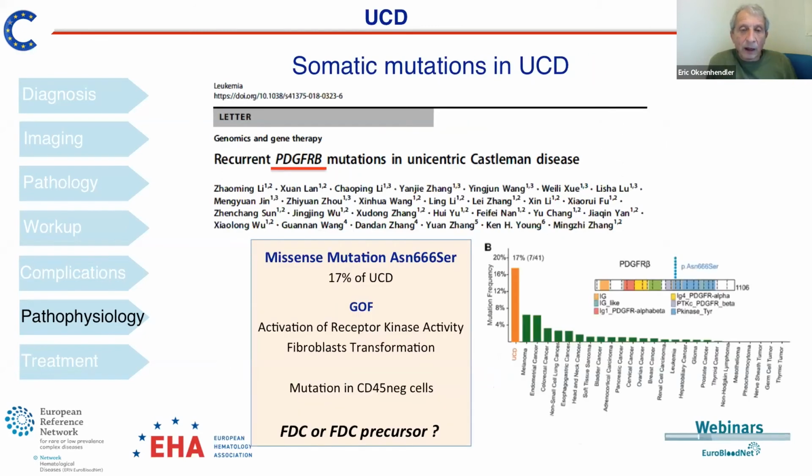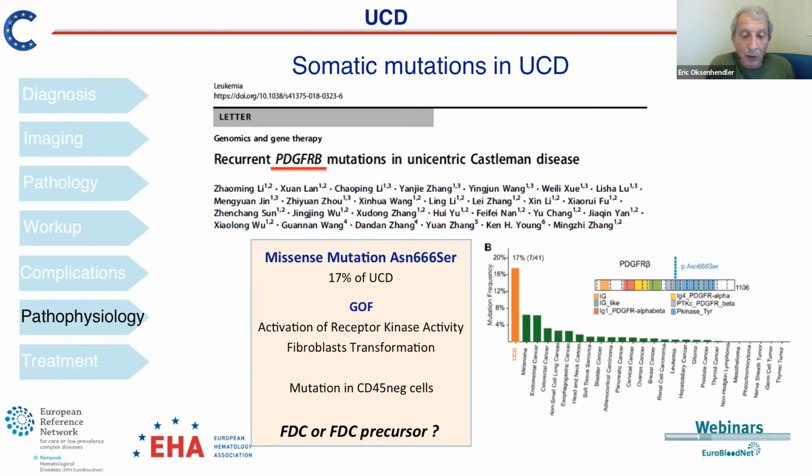And last, a group from China has shown that in nearly 20% of patients with UCD, they were able to disclose a recurrent mutation on PDGFR-beta in the lesion of Unicentric Castleman disease. And this is very interesting because it's a missense mutation. It's always the same mutation. And this mutation is a gain of function mutation with activation of the receptor kinase activity.